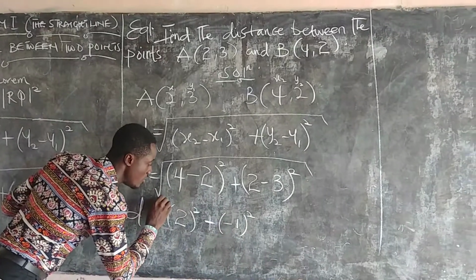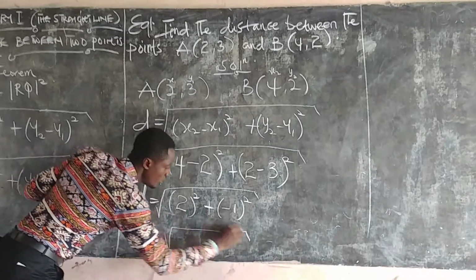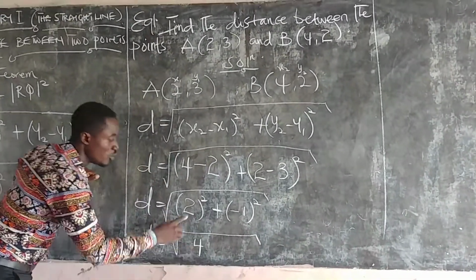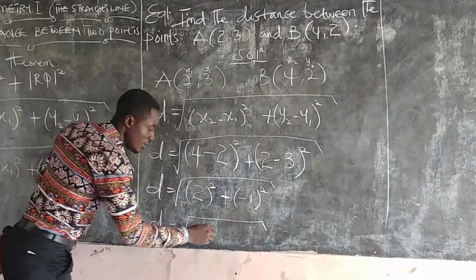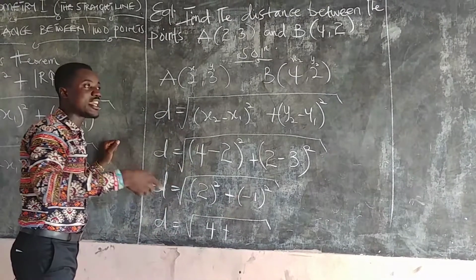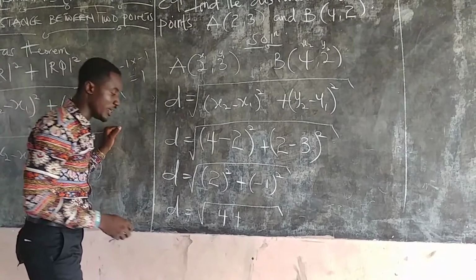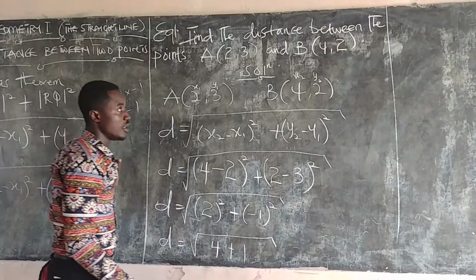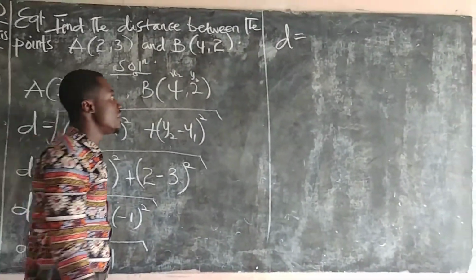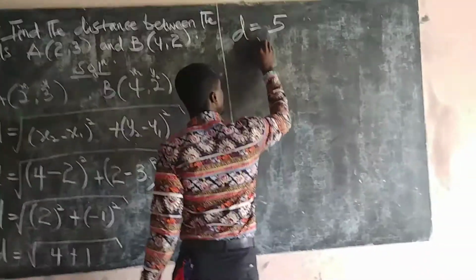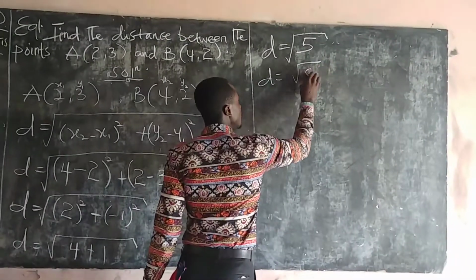Don't forget to bring the square root. So D will be equal to the root of 2 squared, which is 4. 2 squared means 2 times itself, so 2 times 2 is 4, plus negative 1 squared. Negative 1 times negative 1 will give you positive 1. So we have D is equal to 4 plus 1, which gives us 5. Then we bring the square root. So D is equal to square root of 5.